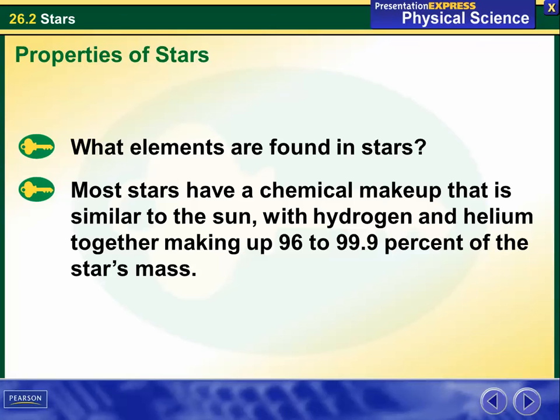The elements aspect can be not the greatest method, because most stars have a chemical makeup similar to our sun, with hydrogen and helium together making up 96 to almost 99.9% of the star's actual mass. So again, the majority of stars are composed of hydrogen and helium.